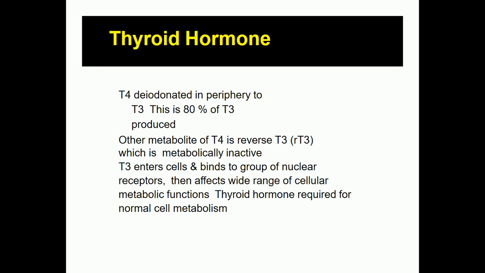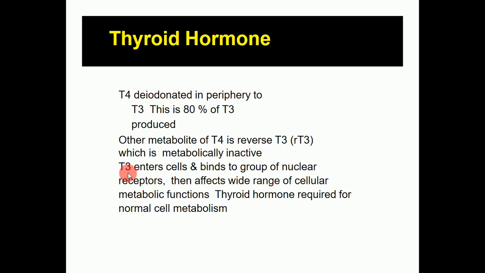T4, also called tetraiodothyronine, becomes deiodinated in the periphery to T3. This is 80% of the T3 produced. The other metabolite of T4 is reverse T3 or RT3, which is metabolically inactive.